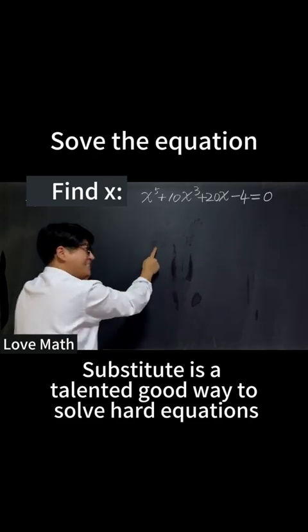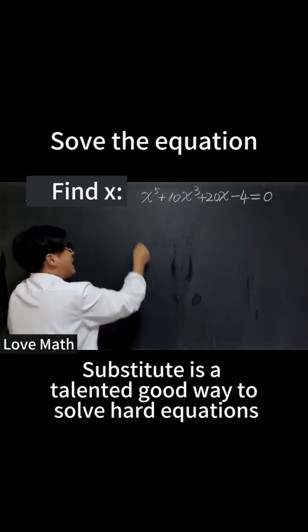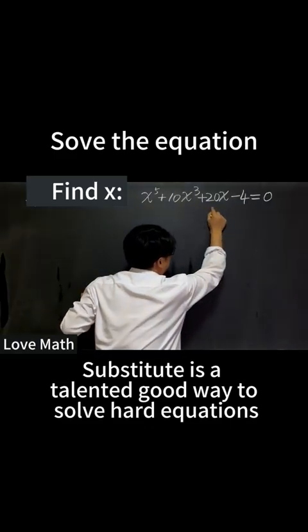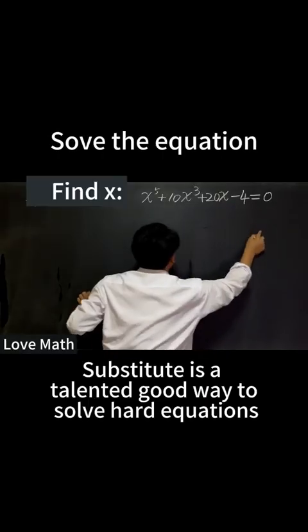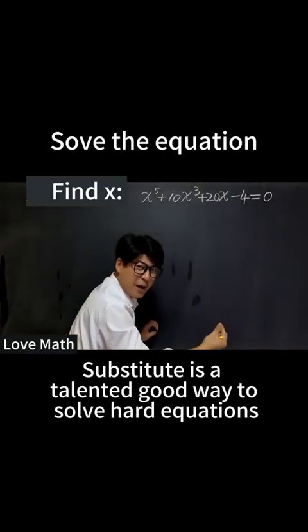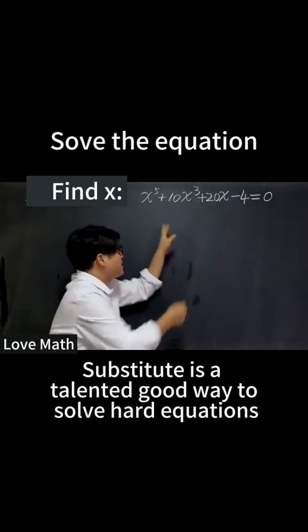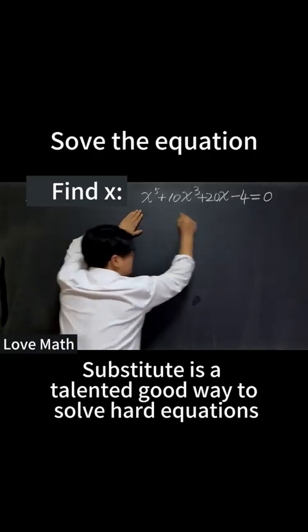Let's take a look at how difficult this problem is. X to the fifth power plus 10 times x cubed plus 20 times x minus 4 equals 0. A quintic equation in one variable. When you see a problem like this, isn't the first method that comes to mind factoring? Right? Try to factor it.